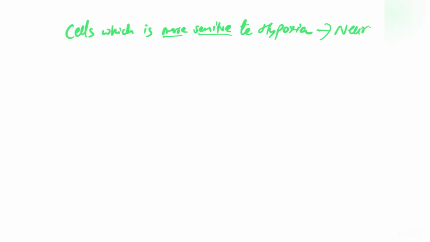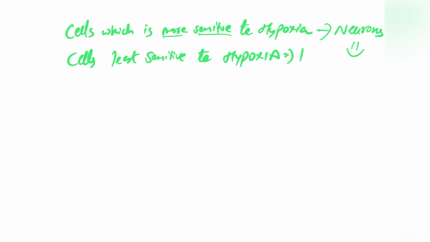Now let's see the cells which are more sensitive to hypoxia. The cells which are most sensitive to hypoxia are neurons. These are the first ones which will react when there is a lack of oxygen in our body. As you know, when there is a lack of oxygen, our brain reacts very fast. And what are the cells which are least sensitive to hypoxia? It is fibroblasts and skeletal muscle.